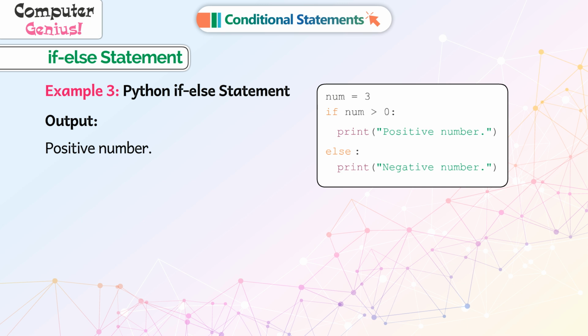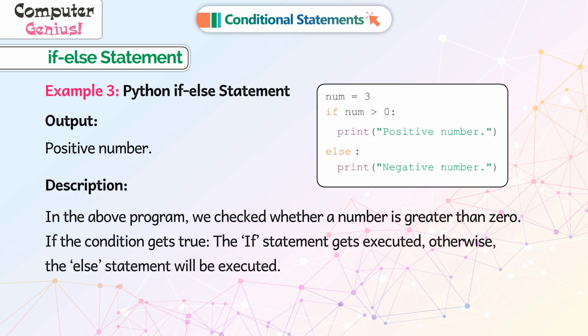Example 3. Python if-else statement. Output: Positive number. Description. In the above program, we checked whether a number is greater than 0. If the condition gets true, the if statement gets executed. Otherwise, the else statement will be executed.